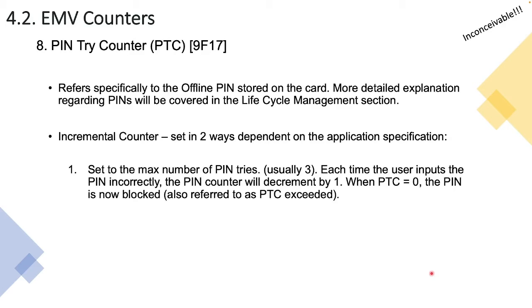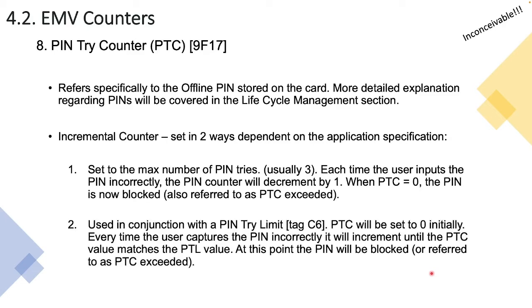Option 1 is to set the max number of pin tries, and usually 3. And so each time the user inputs the pin incorrectly, the pin counter will decrement by 1, and when the PTC equals 0, the pin is now blocked. Okay, this is also referred to as PTC exceeded.